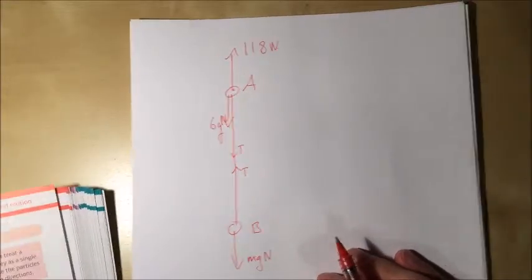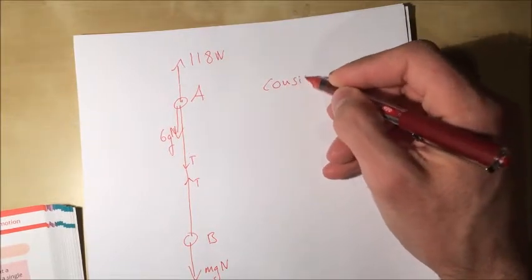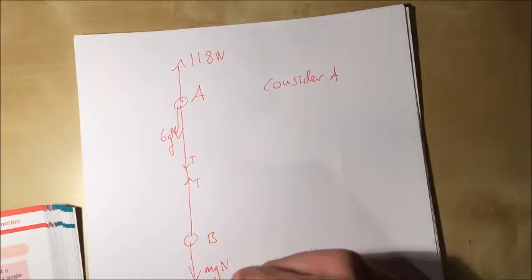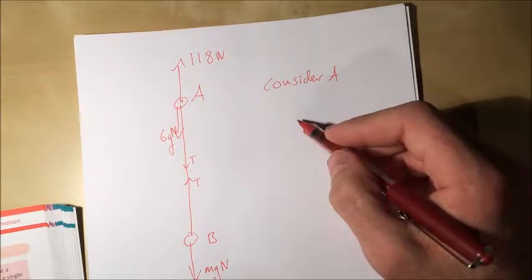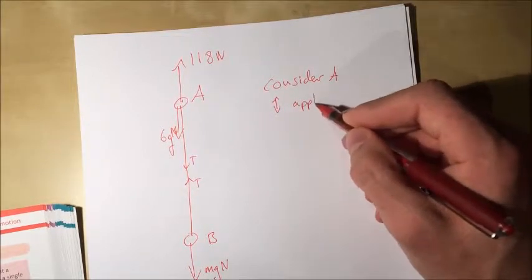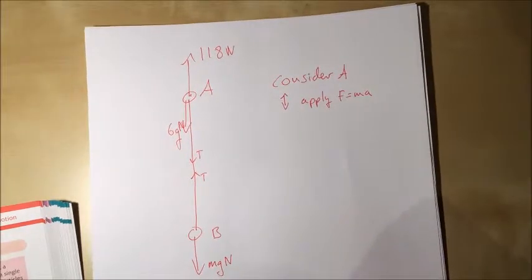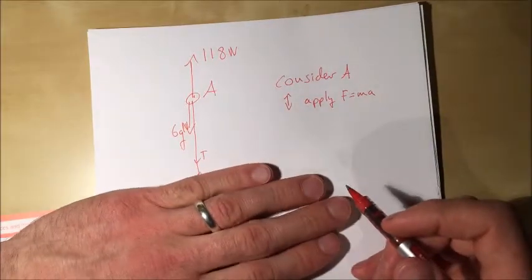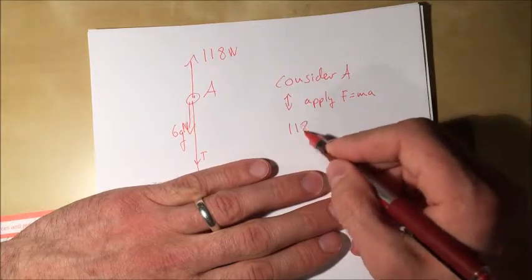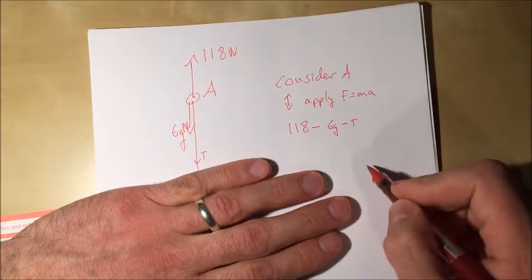Now once we've got that, instead of going straight in and thinking about how to find this mass, I would think: it's a connected particles question, so we could consider A. Let's consider just what's going on at A. A is accelerating, so all the motion is vertical, and we're going to have to apply F equals ma. The forces won't balance because there's an acceleration. Just at A, cover up the rest, this is what we've got. We've got 118 newtons pulling upwards, and 6g and T pulling downwards.